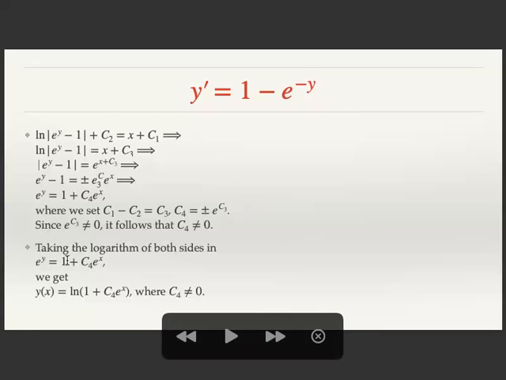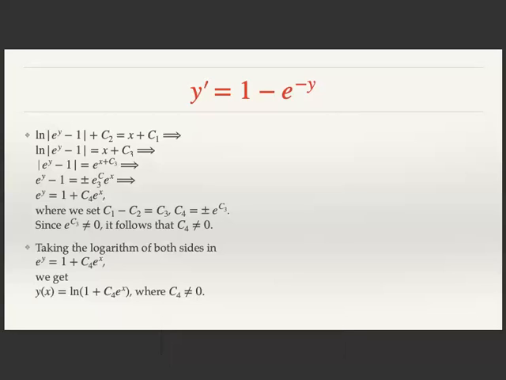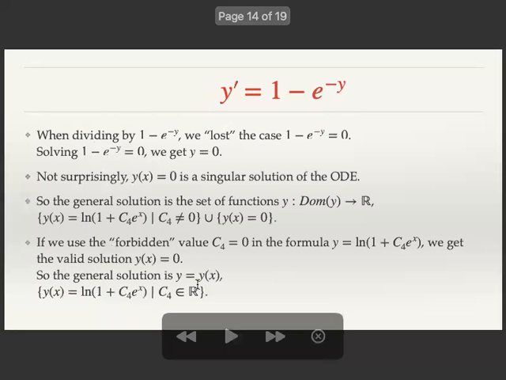Okay, so now if e to the y is 1 plus c4 e to the x, then we take the natural log of both sides and we get that y is natural log of 1 plus c4 e to the x, where c4 is a non-zero number. And again, we have to check whether we lost any special solutions when we divided by 1 minus e to the minus y. So we lost track of the special case 1 minus e to the minus y is equal to 0.